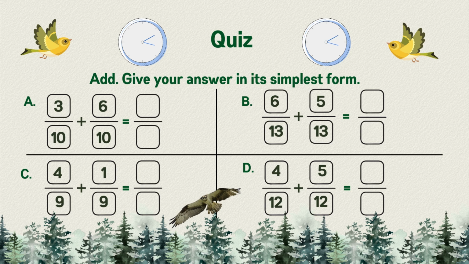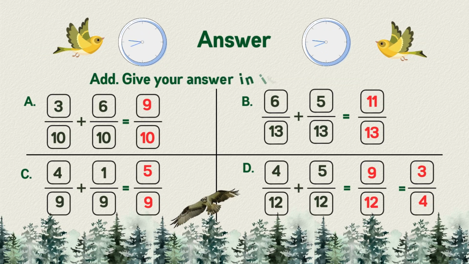Okay, so now let's check the answers together. Question A. We have 3 out of 10 plus 6 out of 10. Since we add 3 and 6 together, we get 9 out of 10 as the answer. 9 out of 10 is already in its simplest form, so no further simplification is needed. Question B. We add 6 and 5, and keep the denominator 13 the same. This gives us 11 out of 13, which is already in its simplest form.